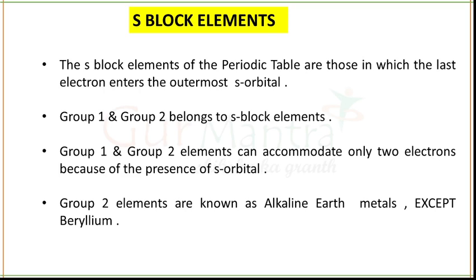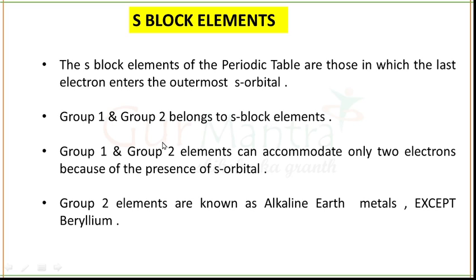First of all, let's recap what we have studied in the previous lectures. We have studied the S block elements of the periodic table, those in which the last electron enters the outermost S orbital. As the S orbital can accommodate only 2 electrons, groups 1 and 2 belong to the S block elements.